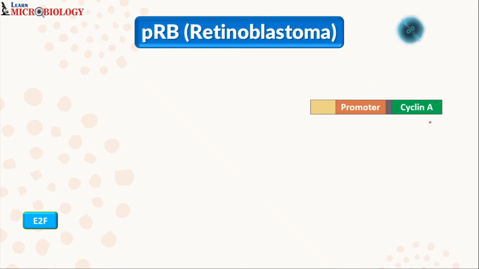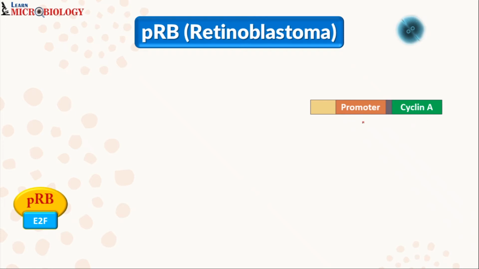Thus we can say, if this E2F goes and binds to the promoter, then the cell will progress to the S phase. Now what is the function of this pRB? pRB is going to hold your E2F. Now this pRB is an active protein. Once this pRB is activated, it will bind to your E2F, and it will prevent the E2F from binding to the promoter and transcribing the cyclin A gene.